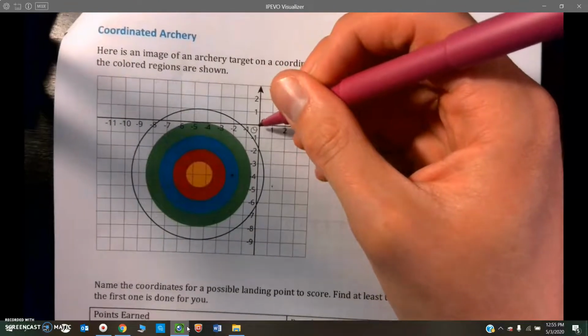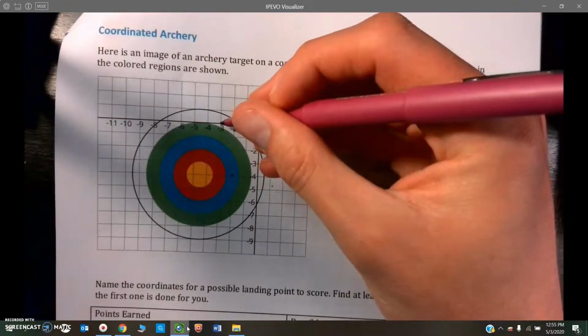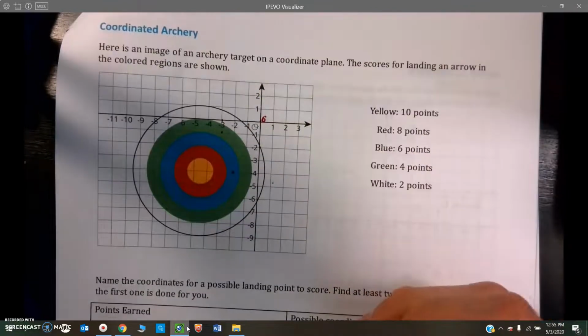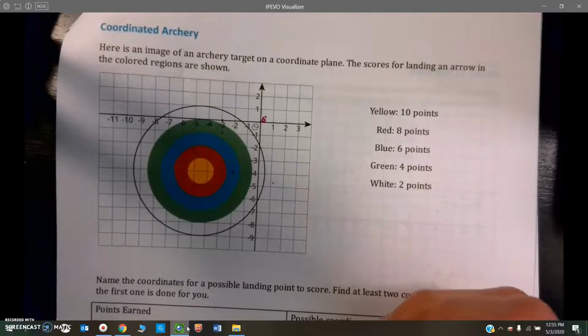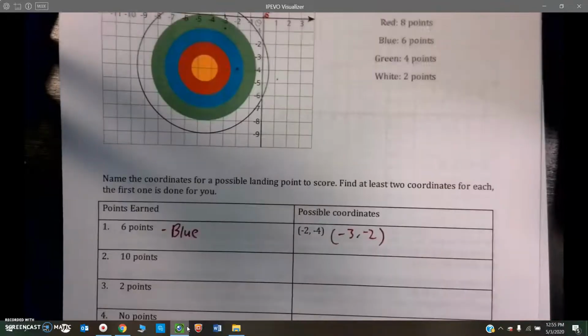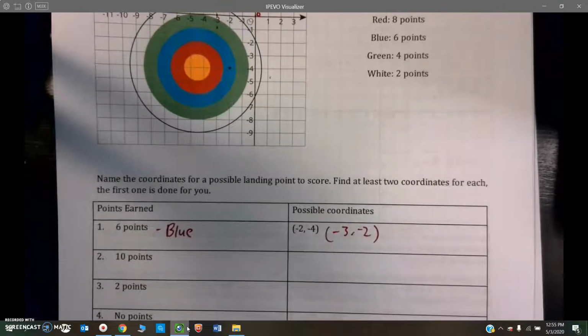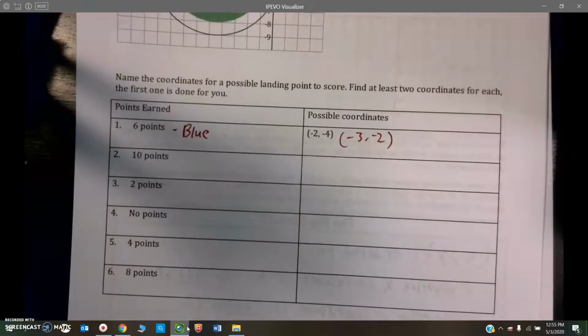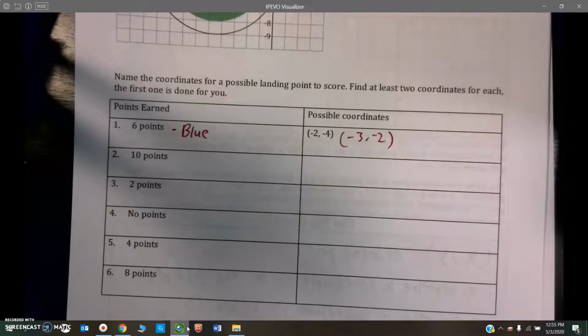Let's try another one. What about -3? And then down -1, -2. So -3, -2 would also land us in the blue. So why don't you go through and try and come up with 2 points for each of these, and then you can resume this video to check your work.